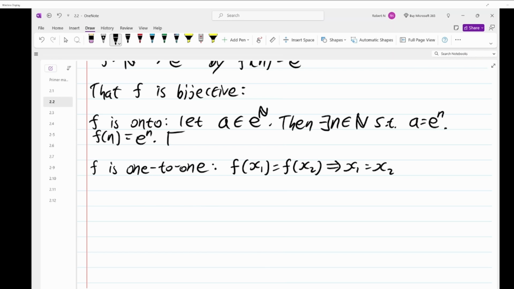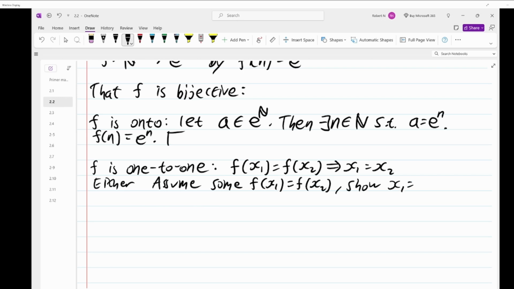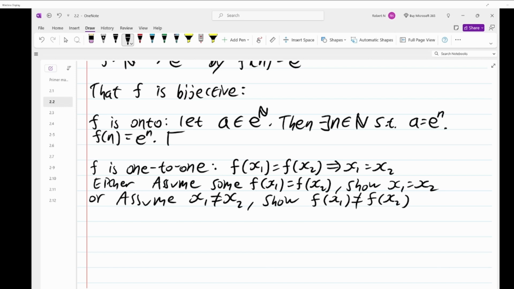So there are even two ways to do this. We can either assume some f of x1 equals f of x2, show x1 equals x2, or assume some x1 is not equal to x2 in the domain, show that f of x1 is not equal to f of x2. What would you like to try? I would like to try the second one. I think I would like to try it that way too. That seems easier to me.